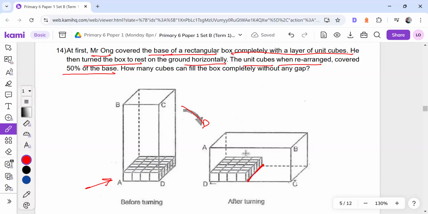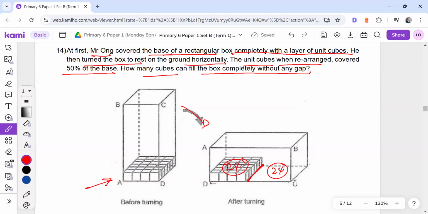So how many cubes do you see in the box now? You look carefully. You see that there are 24 cubes in the box now, which is 50%. Then the other 50% must also be 24. Okay, understand, right? Quite easy, right? If you understand the story. Then how many cubes can fill the box completely without any gaps? Which means how many more cubes can you fill in the box? There are 24 cubes inside already. How many more cubes can you fill in the box?